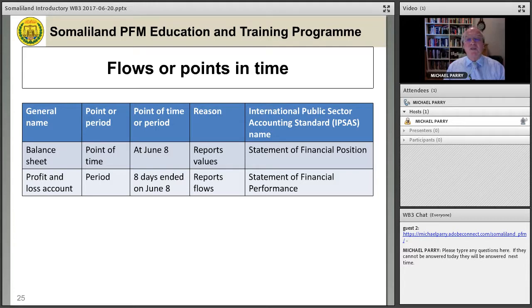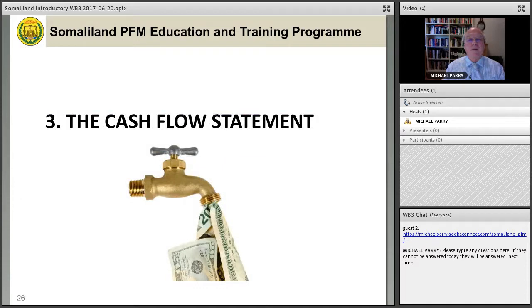And I've added a column here just for information. The International Public Sector Accounting Standard name, IPSAS as their commonly known name, they use the term statement of financial position for the balance sheet and statement of financial performance for the profit and loss account. Part of the reason for that is that obviously in the public sector you don't have profits, and therefore you can't refer to a profit and loss account, so it's called a statement of financial performance, and for consistency they call the balance sheet the statement of financial position, which actually makes it very clear that one relates to flows and the other to balances. Now those are two of the very important financial statements.